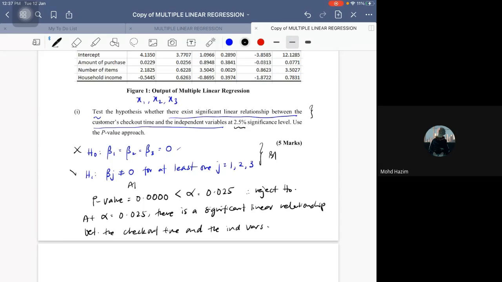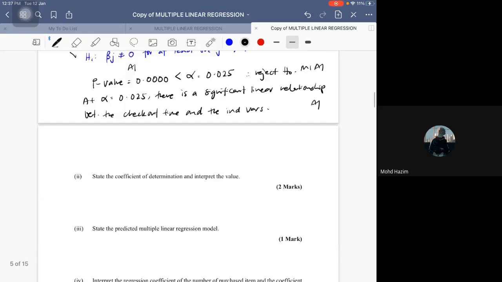So writing the correct value of p-value, you will get 1 mark. So you compare the value and you decide to reject. So that is going to be another 2 marks. And writing the conclusion, so that is going to be another mark. So basically that is going to give you 5 marks already, as long as you know how to write the hypothesis and you know where to get the p-value.